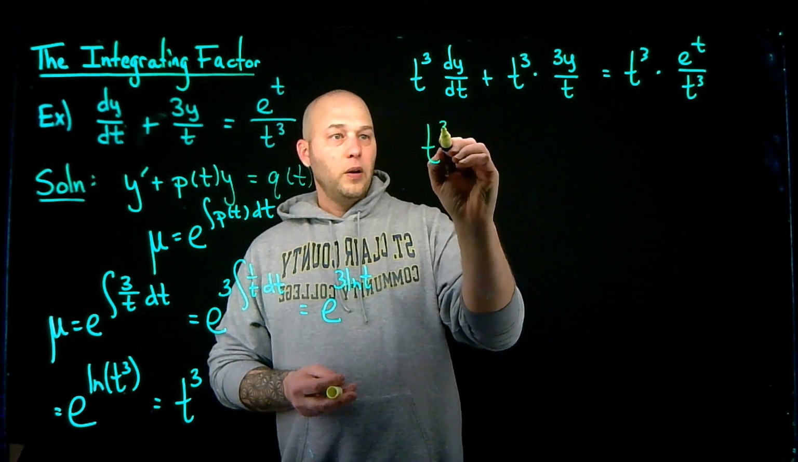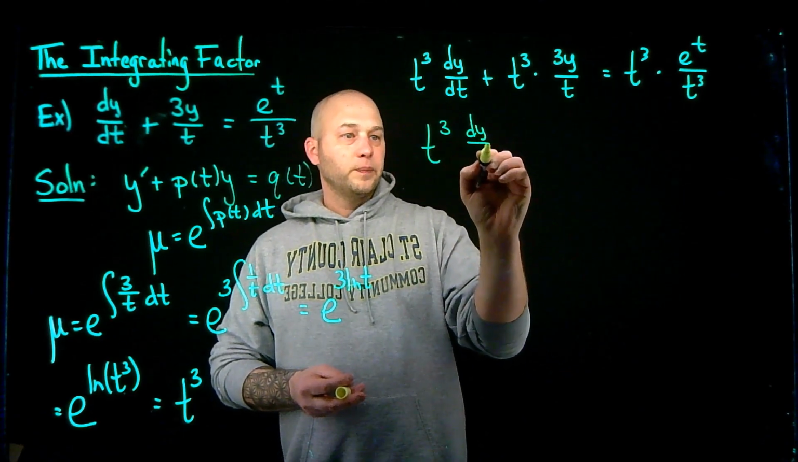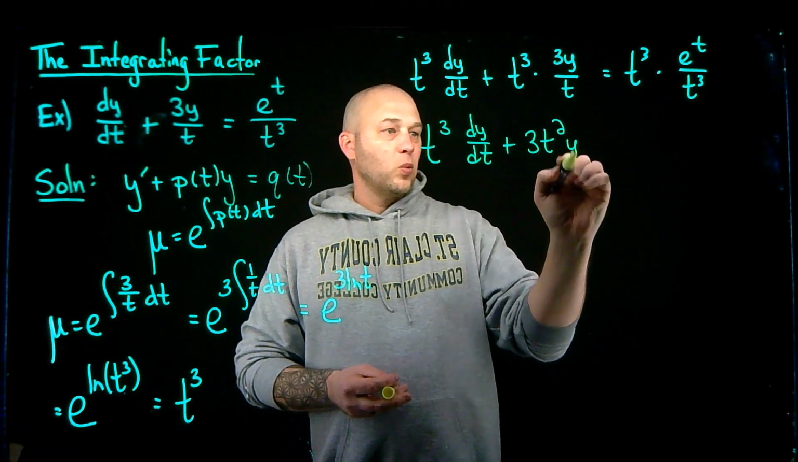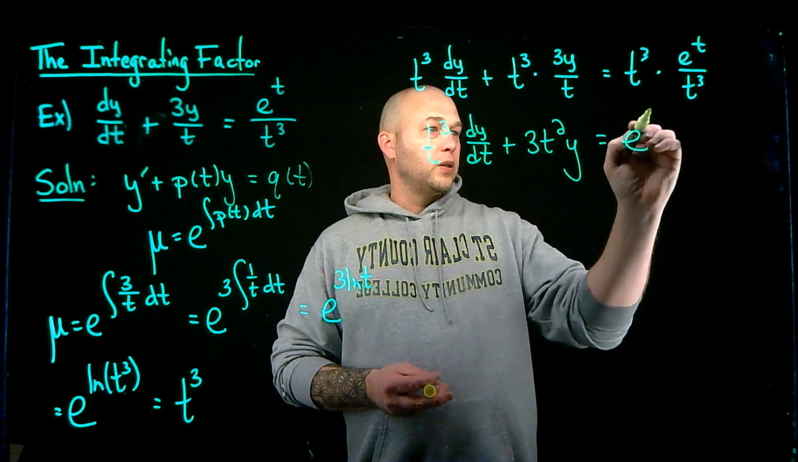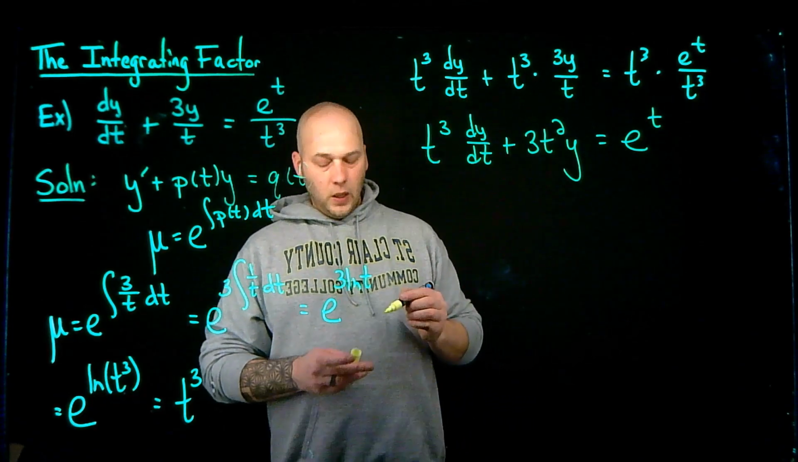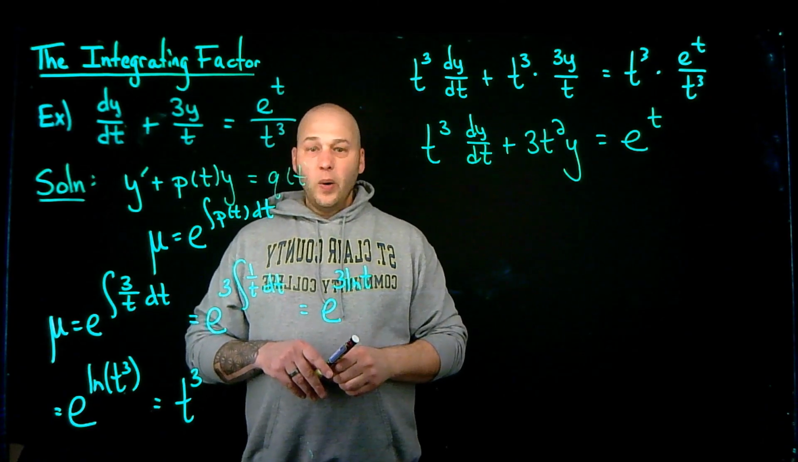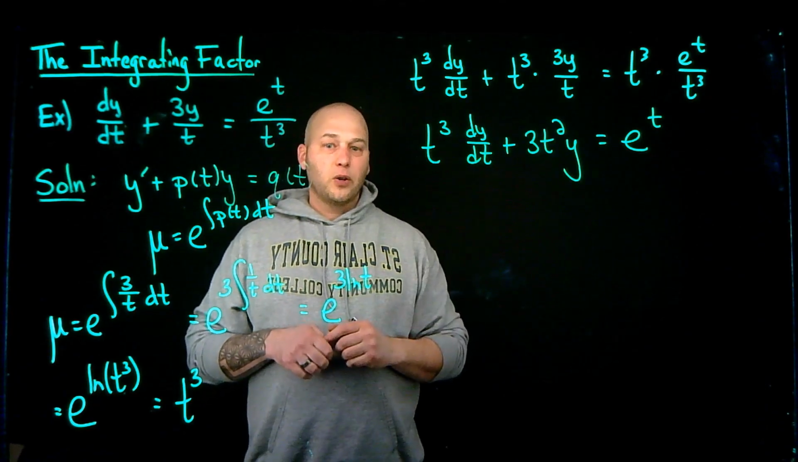t to the third times the derivative plus 3t squared times y is equal to e to the t. Now, that perhaps doesn't look any simpler than the original equation. However, this is in a very special form.